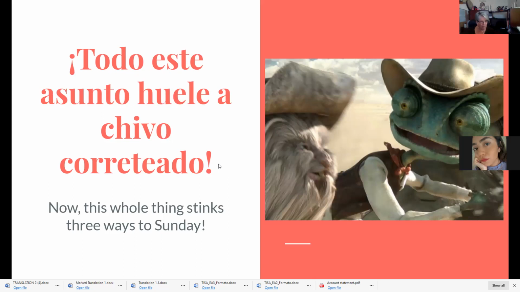Oh, the expression here from Rengo. Todo este asunto huele a chivo correteado. Now, this whole thing stinks 3 ways to Sunday.